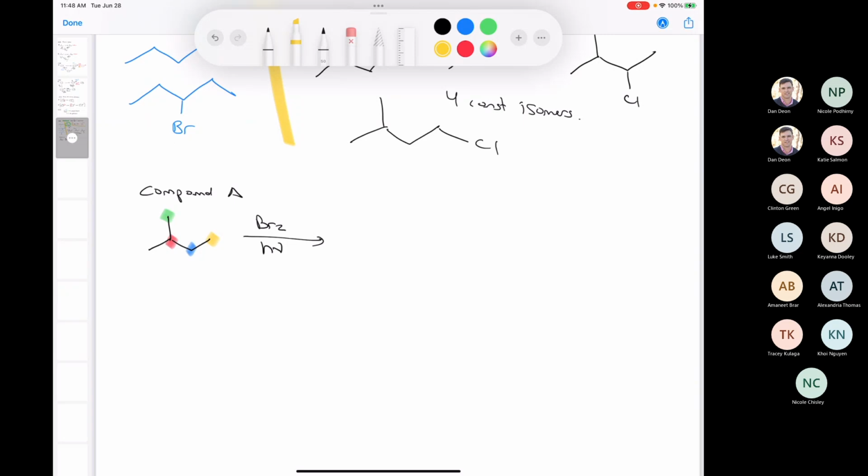Yeah, it's going to go on the red carbon, the most substituted position, absolutely. So we end up with this compound. There you go. That's all there is for that one.